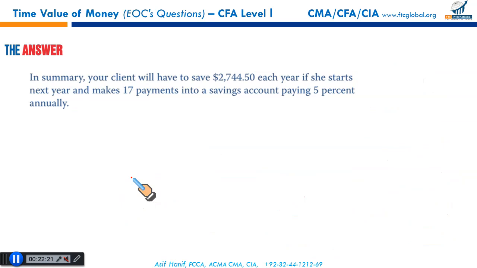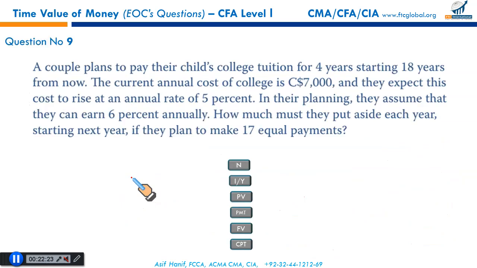So the first 8 to 9 questions are a little twisted, the rest of them are very straightforward. A couple plans to pay their child's college tuition for 4 years starting 18 years from now. This is a good one. There is an involvement of inflation as well.